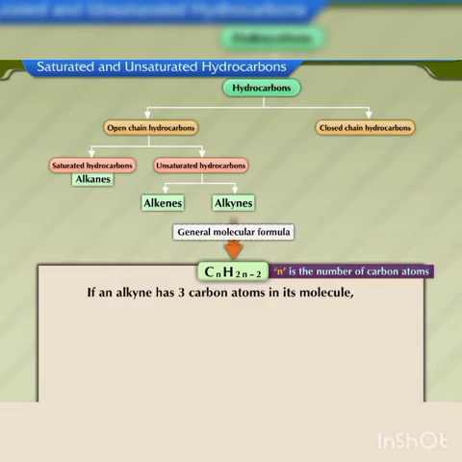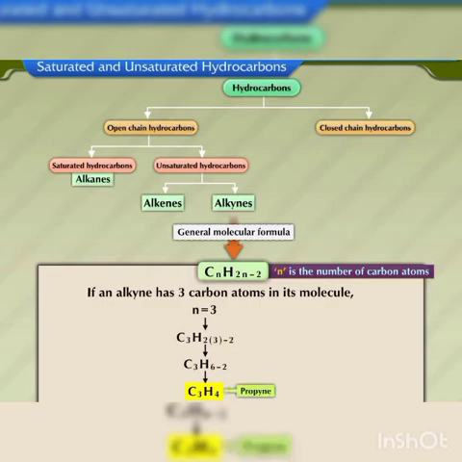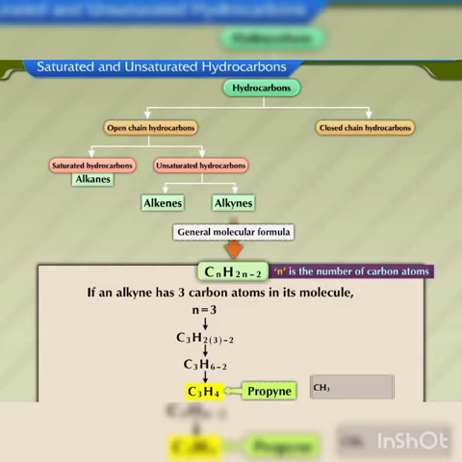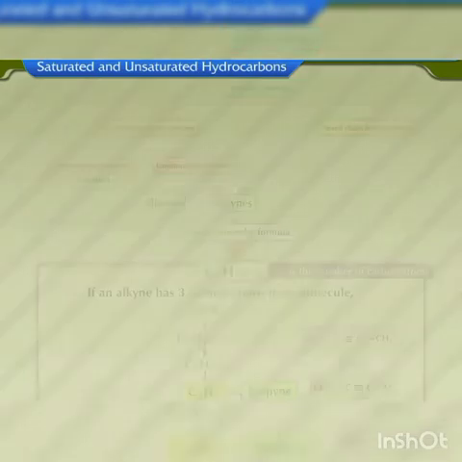If an alkyne has 3 carbon atoms in its molecule, then the value of n is 3 and its molecular formula is C3H4, which is the molecular formula for propyne. Propyne is written as CH3-C≡C-H. Propyne can also be written as H-C≡C-CH3.